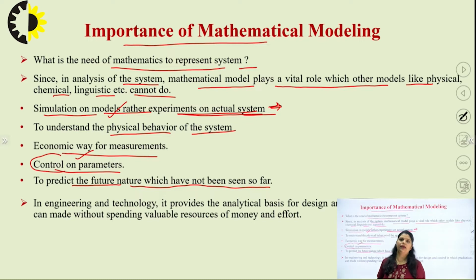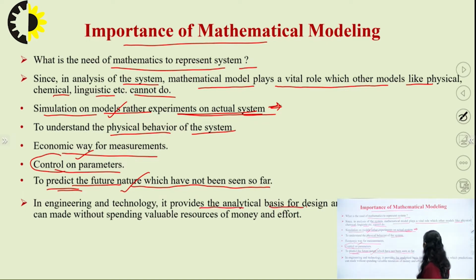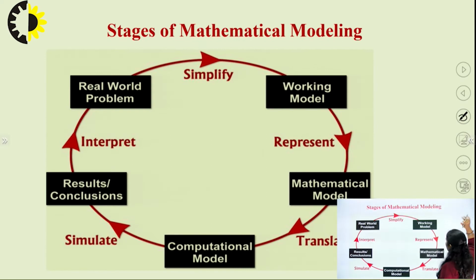For example, in the case of forecasting, we are predicting future activities. For this we analyze the past data, so we can use it to predict. In engineering and technology, it provides the analytical basis for design and control in which predictions can be made without spending valuable resources of money and effort. So, this is the importance of mathematical modeling.